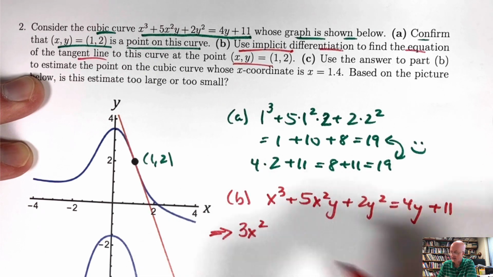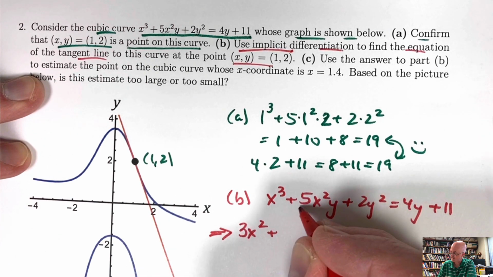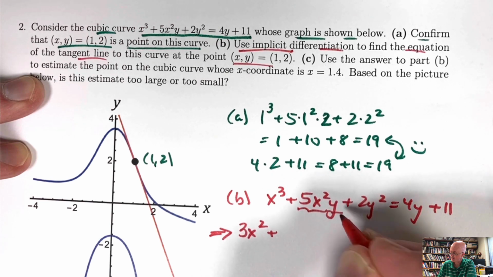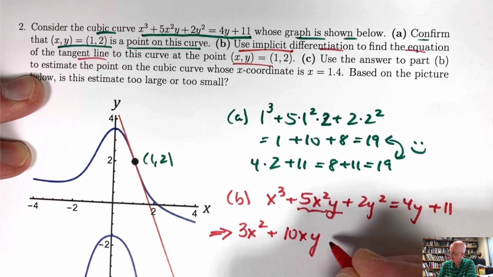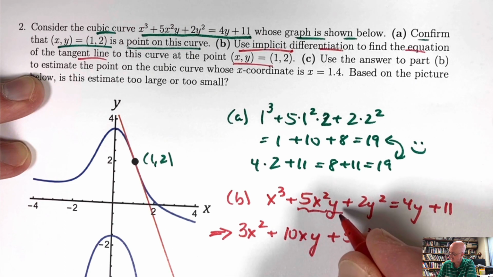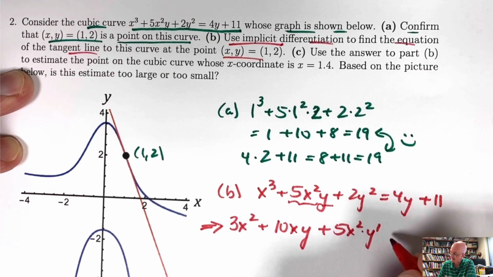So now I'm differentiating. Careful on the next one, use the product rule. I've got a first function, 5x squared, and a second function, y. The derivative of the first, 5x squared, is 10x times the second function plus the first function, 5x squared, times the derivative of the second. Maybe your teacher wants you to write dy dx. I will just write y prime. It saves a little time.